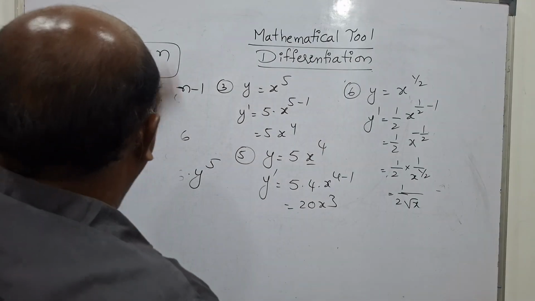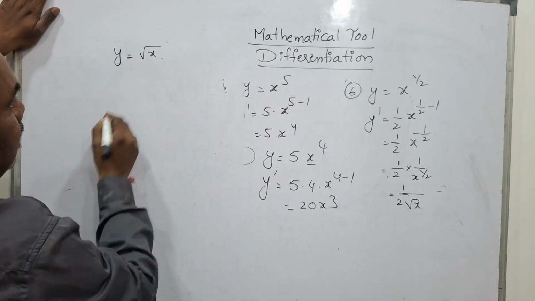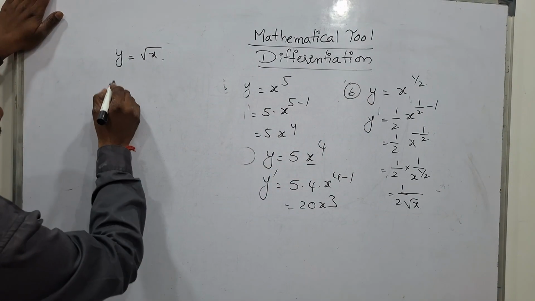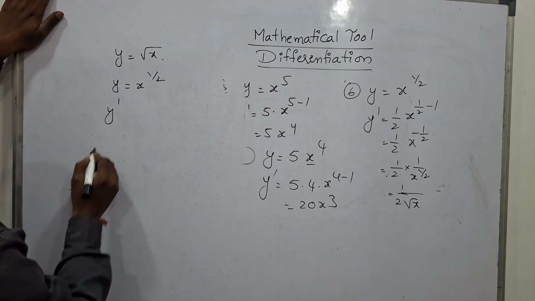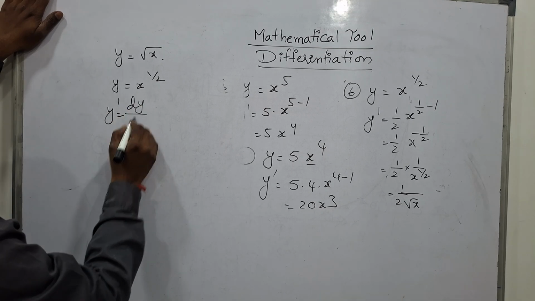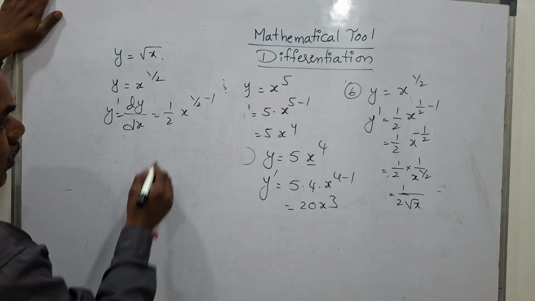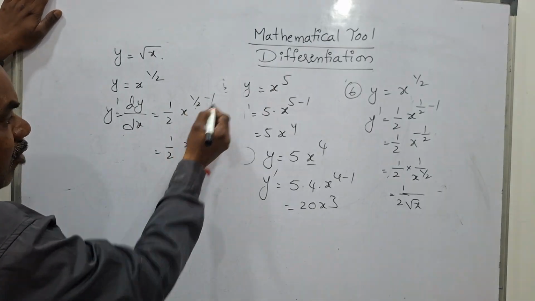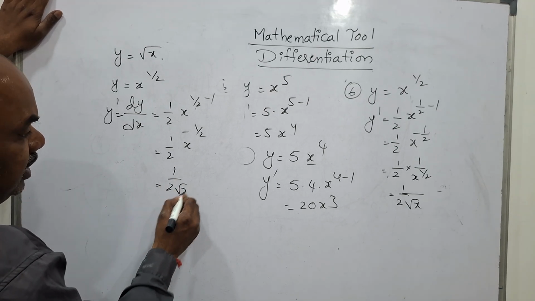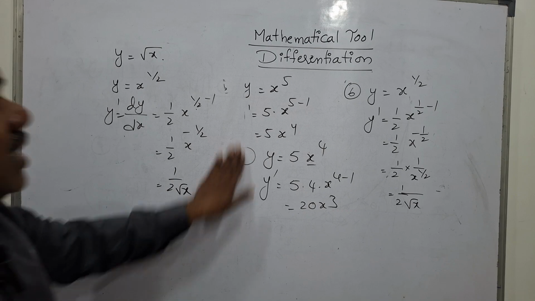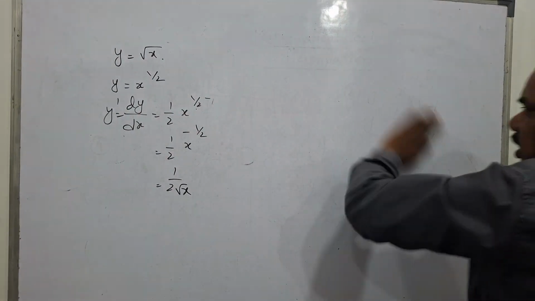Y is equal to root x. Do one more problem. Y is equal to root x. This one and the previous one are both the same. Y is equal to root x means x power 1 by 2. You have to find y dash, also called dy by dx, which is n into x power n minus 1. That is 1 by 2 into x power half minus 1, which is minus half. Minus half, bring into the denominator, x power 1 by 2, which is equal to 2 root x. This is the answer. Do it, beta. If you practice, you will get it. Next question.